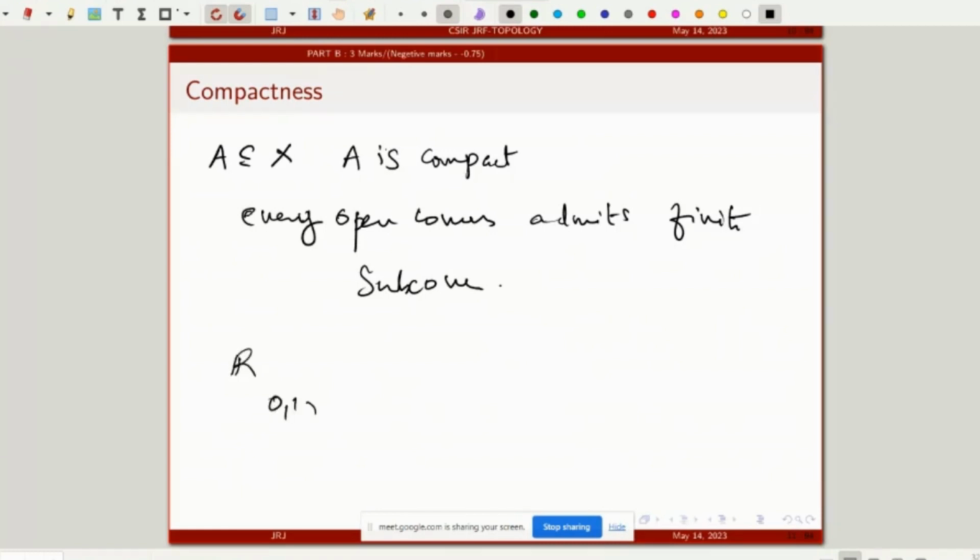will it be a compact space, the open interval (0, 1)? No, it is not. So we can take an open covering like this. It won't produce a finite subcover. What about the closed interval [0, 1]? It is a compact set. Okay. So that's about compactness.